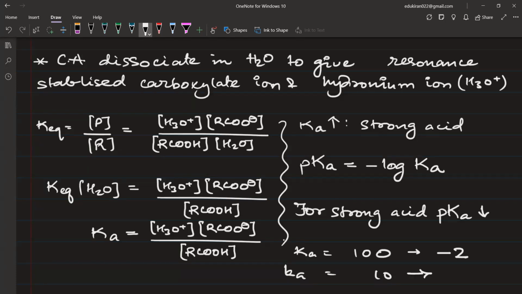And then here you have Ka that is equal to 10. तो यहाँ पे बताइए, this will be equal to what? Minus 1. तो कौन ज्यादा कम है? Minus 2 is less. pKa कम है, Ka ज्यादा है. Can all of you see that? Yes or no? Please tell me. Yes. ठीक है, so for strong acid, pKa should be lesser.